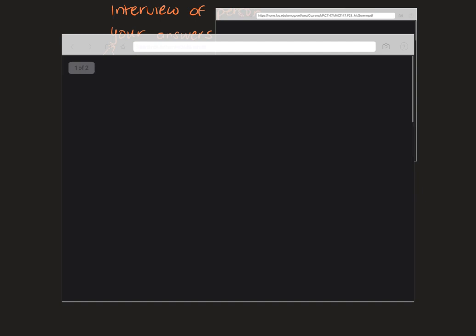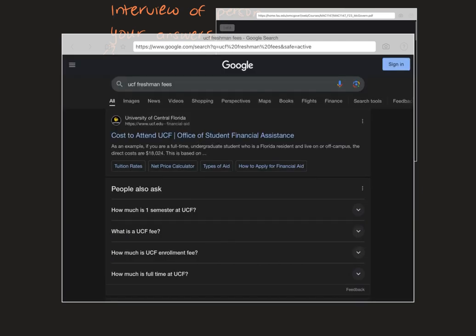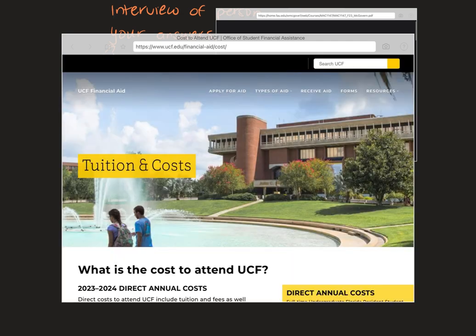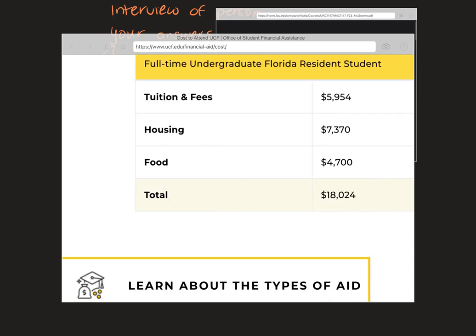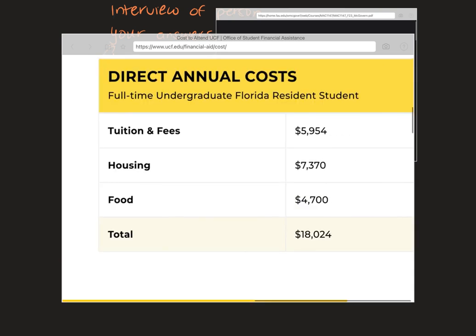Make a college. UCF. UCF freshman fees. Cost to attend UCF. Almost every single website will have some sort of a breakdown of your tuition and fees, your housing, your food, obviously your total. Most of the Florida in-state schools are like this. If you go to like UM's website, it's that like times 4 because it's a private university, okay? But most of them will have some sort of a breakdown there, okay?